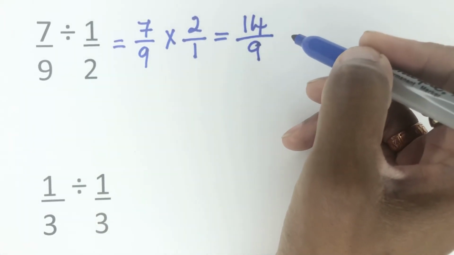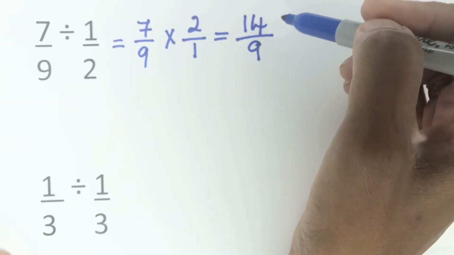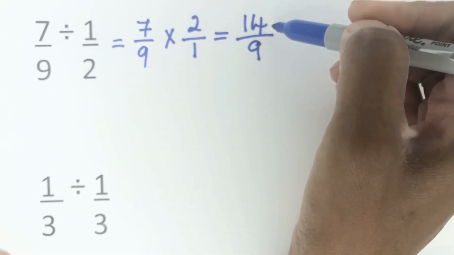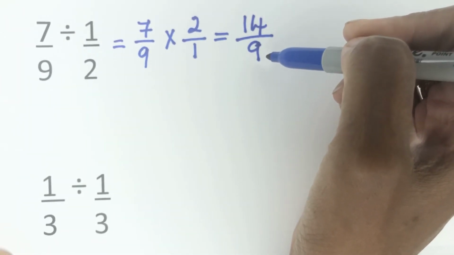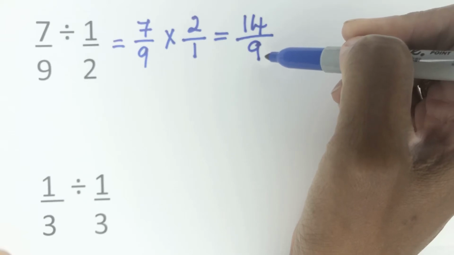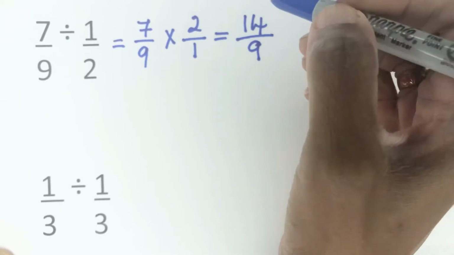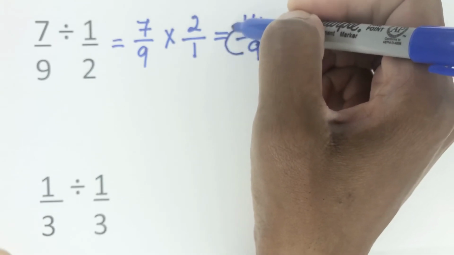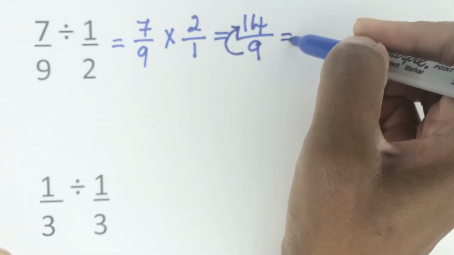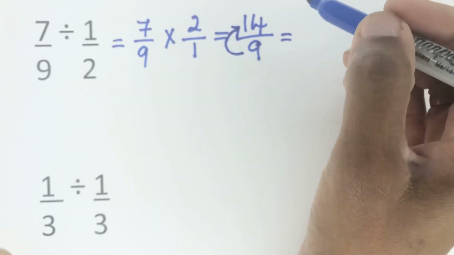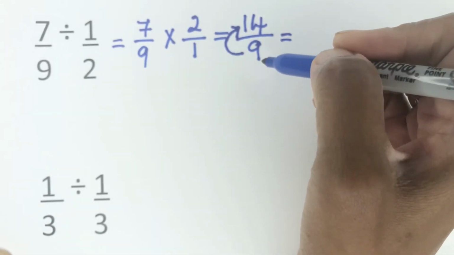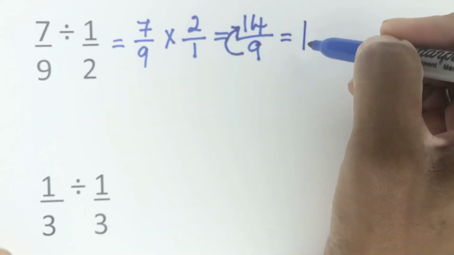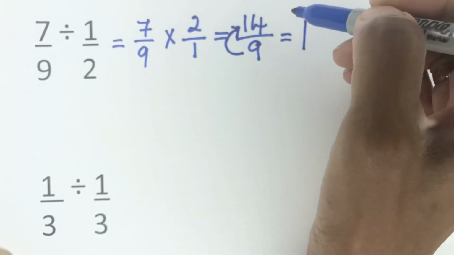Now this is an improper fraction, because you cannot have the numerator more than the denominator, because the denominator is usually the whole part, right? So what we have to do here is we have to say, how many times does the 9 go into the 14? Right? How many groups of 9 can we get out of the 14? So 9 can go into 14 one time. And then what's left over?